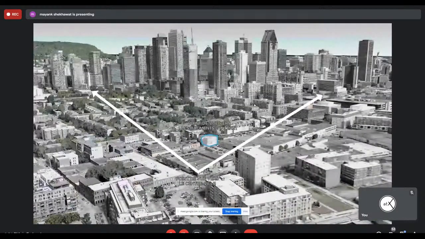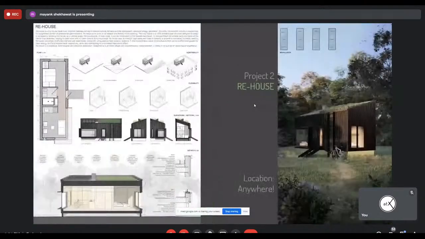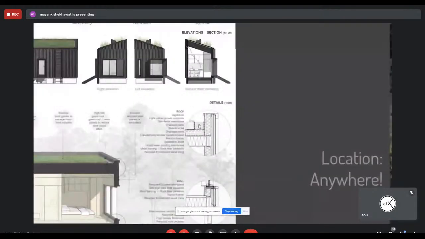Is that coarse aggregate? Yes, exactly. This one could be gravel, could be coarse aggregate, could be anything. You have a certain membrane here to stop the green roof. You have your drainage panels and your drainage boards and insulation below that. And that sort of buffer is required from the exterior wall.